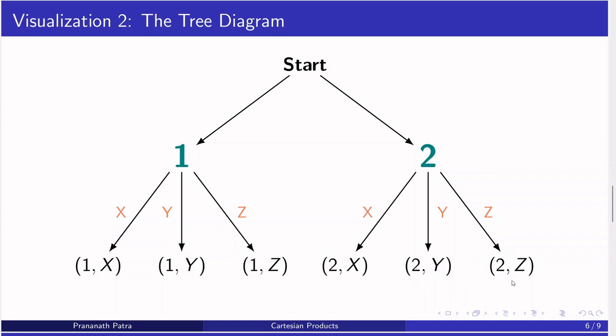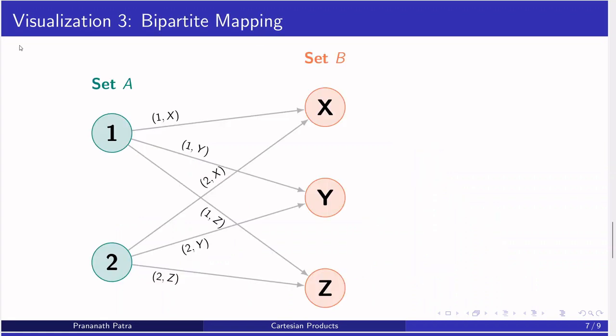Our third and final perspective is Visualization 3, Bipartite Mapping. Picture set A sitting on the left side of your screen, holding the numbers 1 and 2. On the right side, picture set B holding the letters x, y, and z. Now we draw elegant arrows connecting every single item on the left to every single item on the right. An arrow flows from 1 to x to create the pair 1x. We continue drawing lines, weaving a web to form 1z, 2y, and 2z, mapping every possible connection between these two worlds.